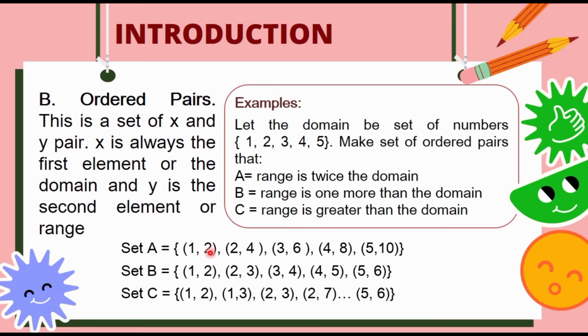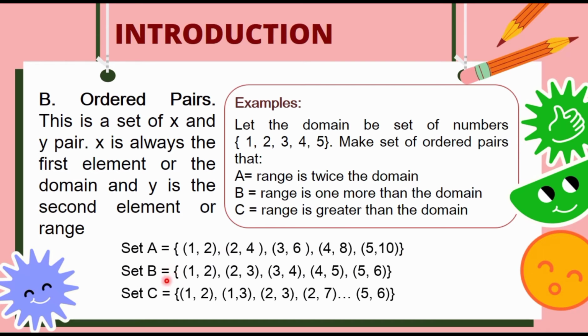Okay, so now, let us identify the given sets of ordered pairs if it is a function or not. So set A, 1 and 2, 2 and 4, 3 and 6, 4 and 8, 5 and 10. So the technique is just look at our domain. Kung may nakita kayo ng repetition sa ating domain, it is already not a function. It is a relation. So as you can see, wala naman tayong repetition sa ating x. Therefore, that is a function.